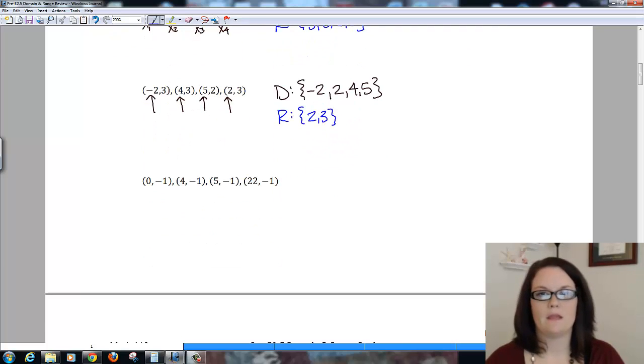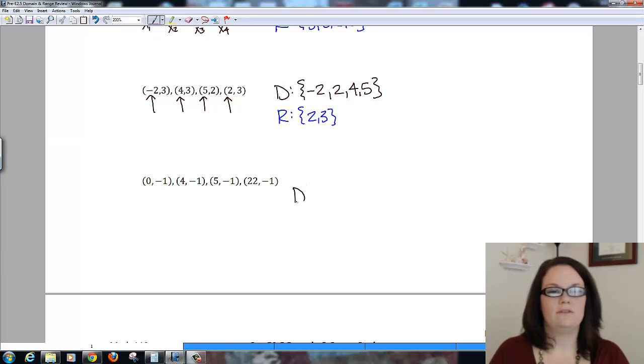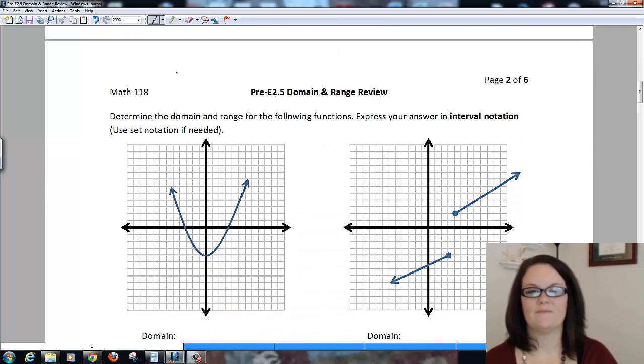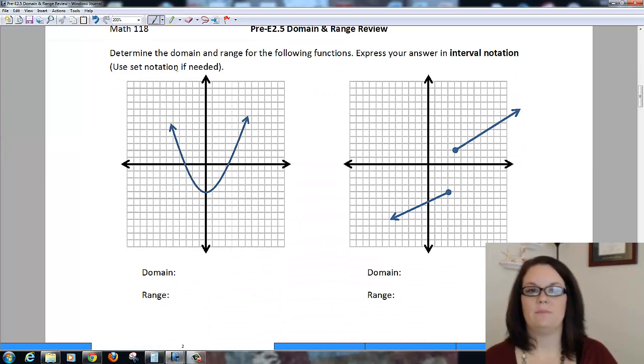All right, let's look at one more and then we'll look at some graphs. Same thing here. Domain is the set of all input values. So we have 0, 4, 5, and 22. And then our range values are all of our outputs. Notice here, all of our outputs are the same. If they're all the same, I don't have to list it 4 times. I'm just going to say my range is just -1. Okay? All right, let's go ahead and look at it from a picture.